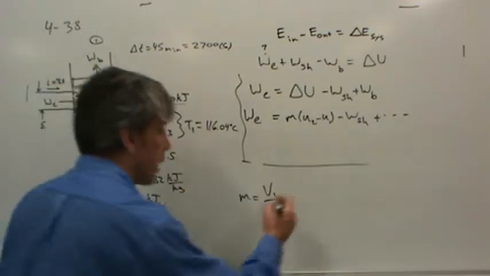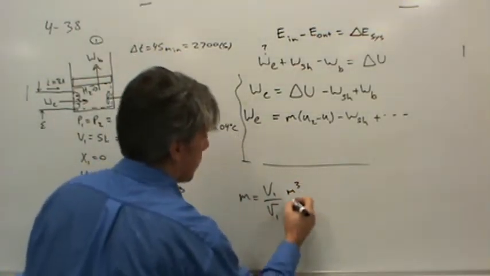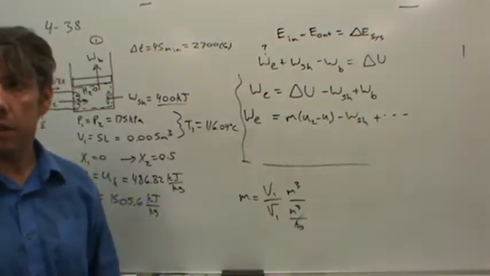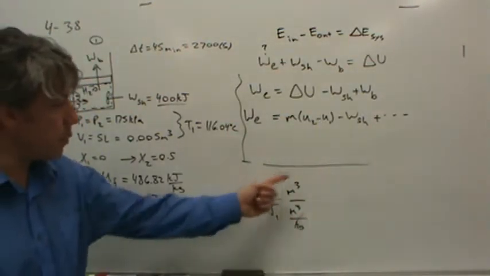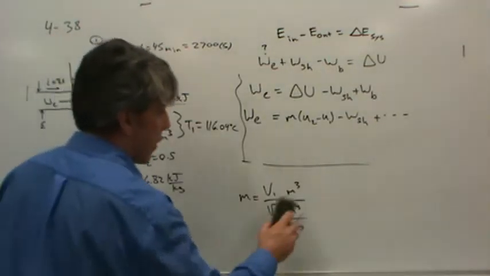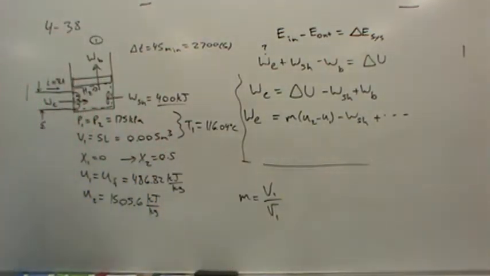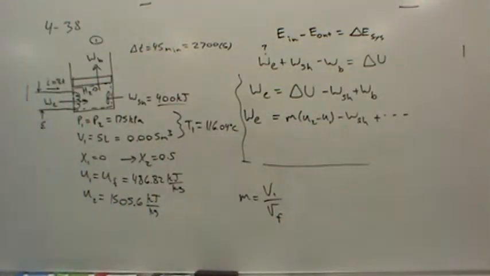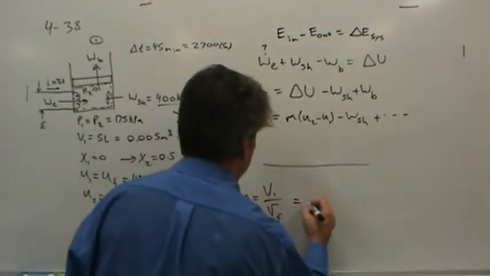Because the specific volume is cubic meters per kilogram. Here, let's look at that. Cubic meters in the numerator, cubic meters per kilogram in the denominator. Invert and multiply the units, and you'd see you'd be left with kilograms, right? So, by the way, what is the specific volume in state 1? It's just VF because it's all saturated liquid, right? So while we were back there in the saturation tables, we should have looked up VF.